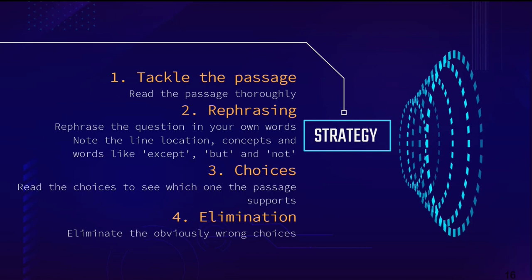3. Choices. Read the choices to see which one the passage supports. Usually, the correct answer is based on the information in 2 or 3 sentences. 4. Elimination. Eliminate the obviously wrong choices as it makes it easier to find the right answer. It is best not to anticipate an answer in these cases. Simply evaluate the answer choices given.